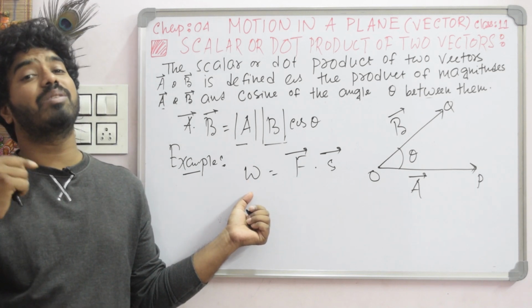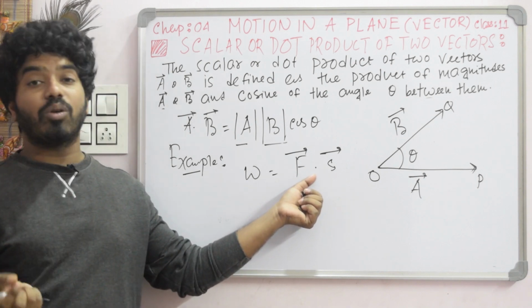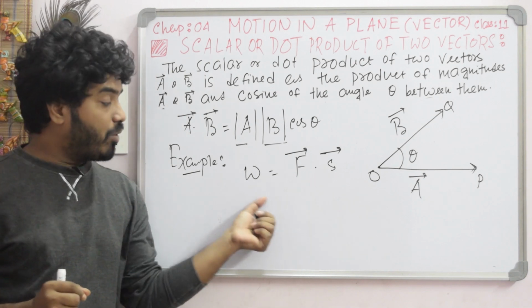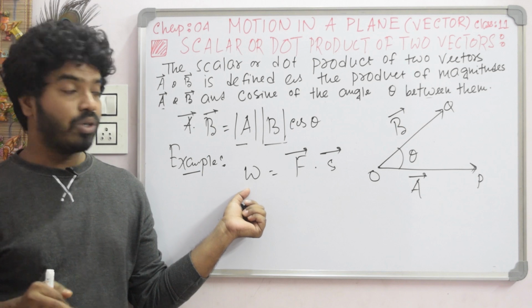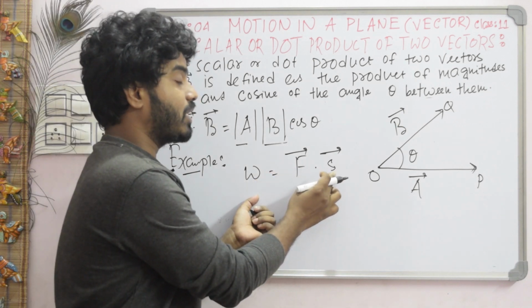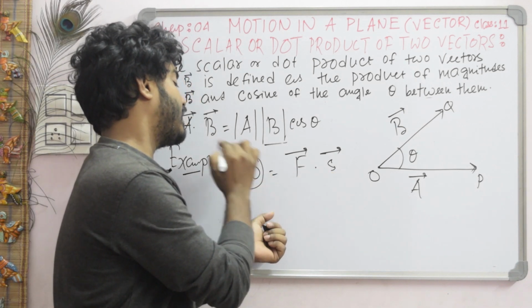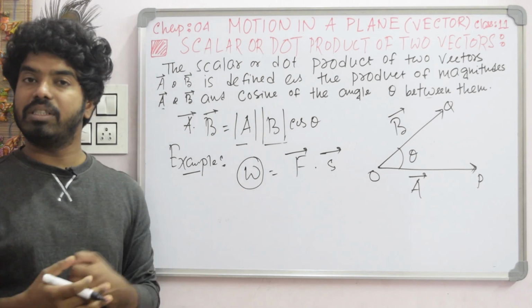Cross product always gives a vector quantity, dot product always gives a scalar quantity, and you know work done is a scalar quantity. So the dot product of force and displacement gives work done, and that's why we can say work done is a scalar quantity.